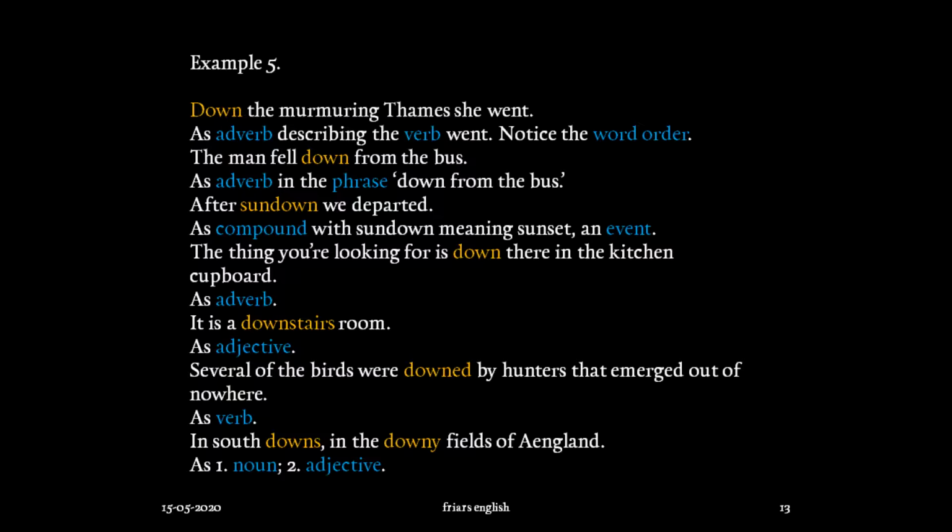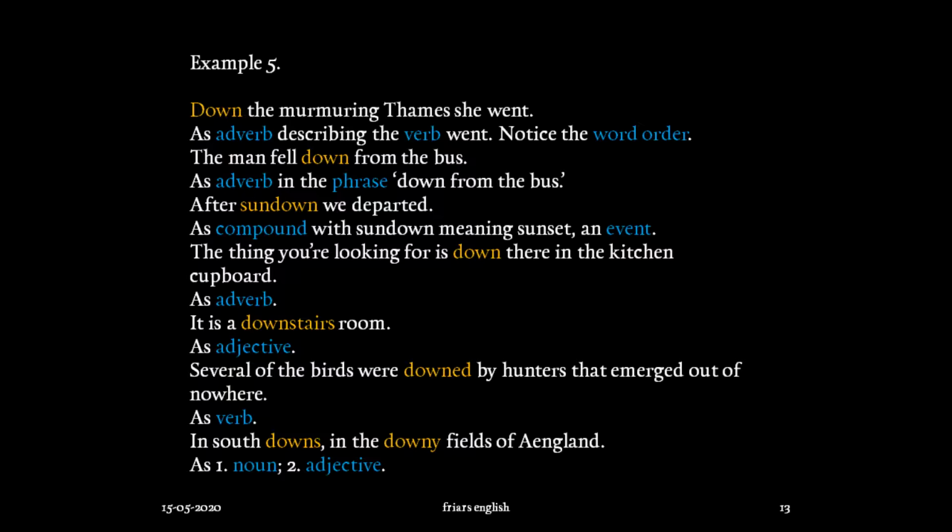After sundown, we departed. This is again a compound noun. We have seen another compound noun previously, and here it is an event. It is made up of sun and down, and it means simply sunset, at the time of sunset. Now, it's a compound noun. Makes sense. The thing you're looking for is down there in the kitchen cupboard. Down, since it is modifying our verb, is an adverb in this use.